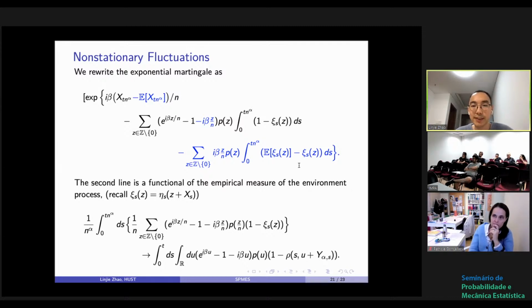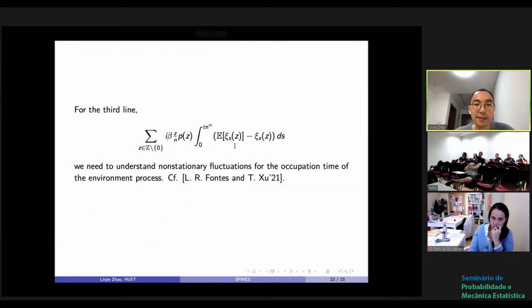And compared with the symmetric case, we also have the third line. I think this term is a difficult term. For this term, we need to understand the non-stationary fluctuation for the occupation time of the environmental process. So far, I don't know how to deal with this term, and that's the reason why I didn't do the non-stationary fluctuations. And for non-stationary fluctuations of the occupation time, the paper I know is by Fons and Xu in 2021, and maybe this paper will be helpful.